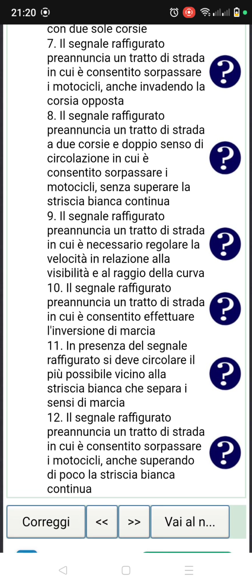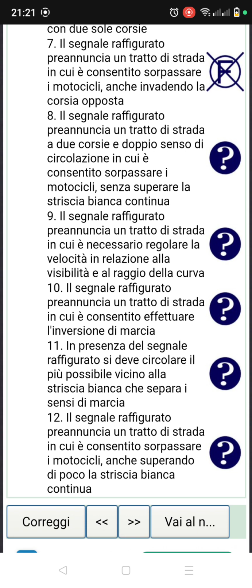Number 7. Il segnale raffigurato pronuncia un tratto di strada in cui è consentito sorpassare i motocicli, anche invadendo la corsia opposta. No, it's false. This sign figure is announcing a section of the road in which overtaking motorbikes is allowed, even if you invade the other lane. No, it's false. You can't do that.